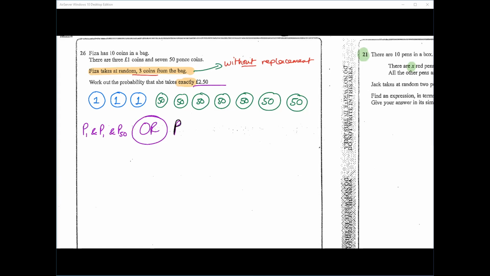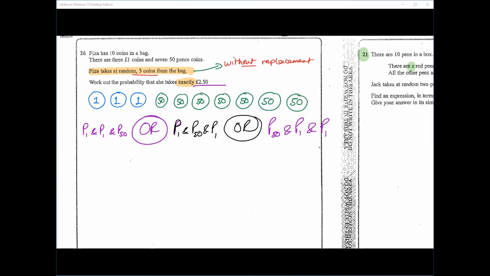Probability of £1, and 50p, and £1 again. Is that not the second? Oh, no, never mind. Yeah, that's the second combination. Give me the third combination. Probability 50p first, and then £1, and then 50p again. Fantastic. Right, Ismail, are there any other ways of making the £2.50 using those 3 coins? No. Good, excellent. Well done.